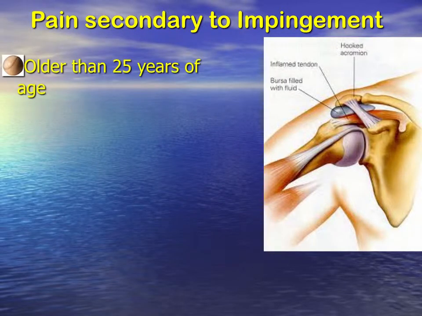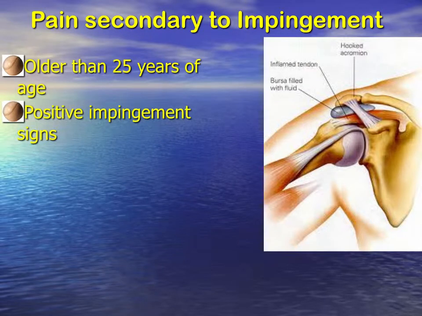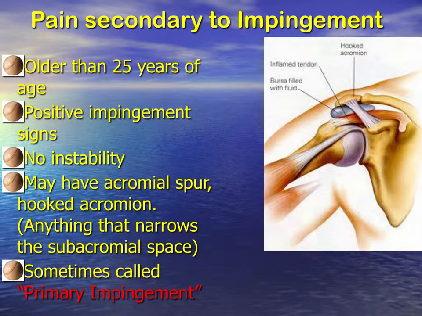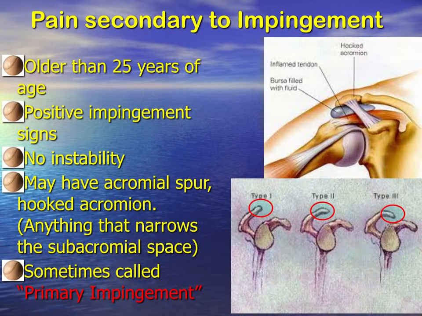So usually pain, secondary impingement, is in patients older than age 25. We have those tests that we just referred to, or impingement signs. There's usually not any evidence of instability, and they often will have an acromial spur or that hooked acromion. Anything that really narrows that space as we raise up the arm, which is in that illustration there. This is sometimes also referred to as primary impingement.